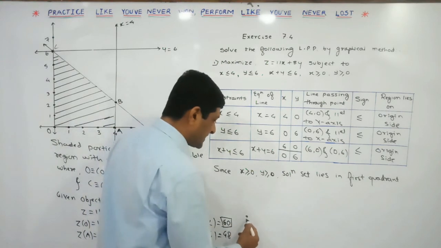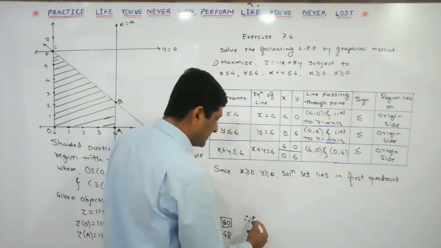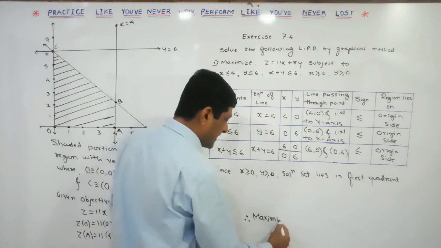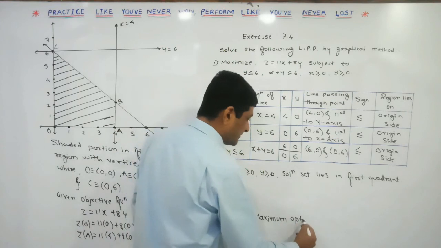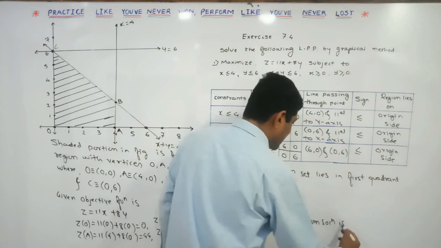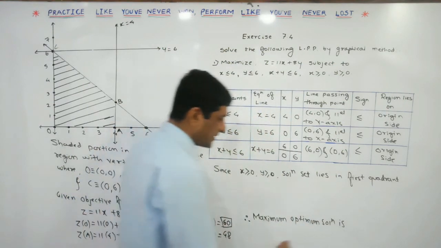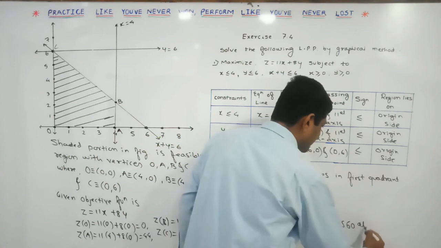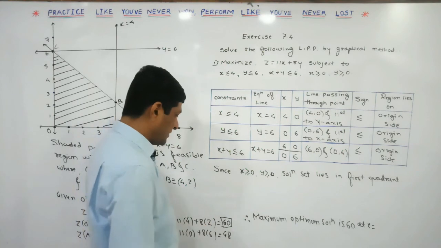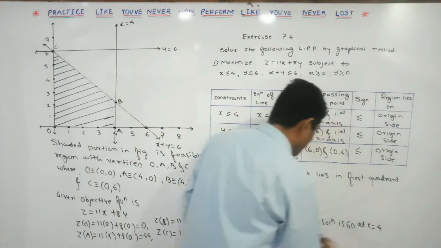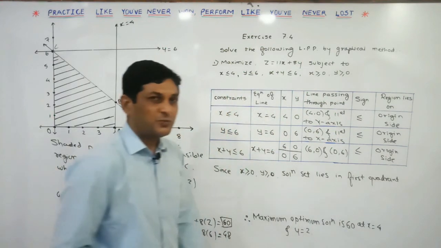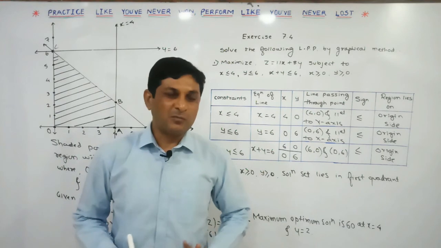Lastly, write down this line, which is very important. So we can say that the maximum optimum solution we have got here is 60 at x equal to 4 and y equal to 2. In this way we are solving the linear programming problem graphically.